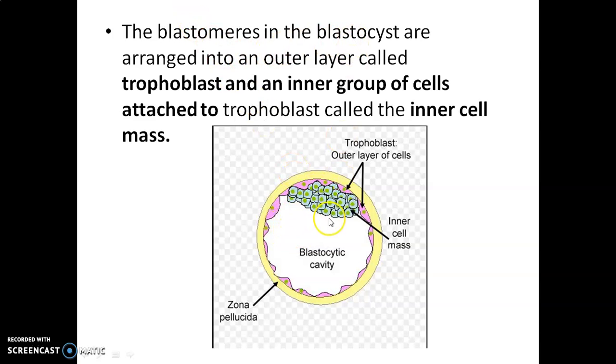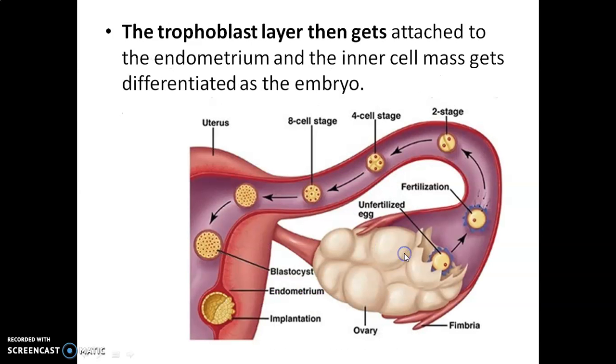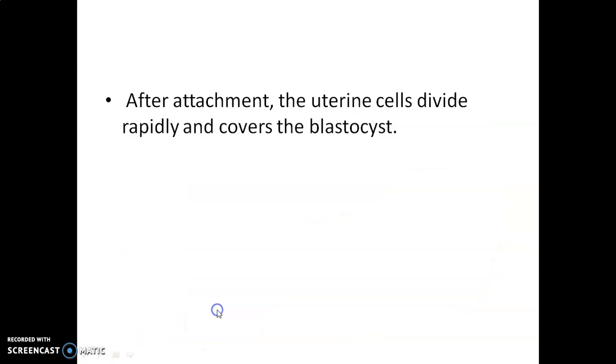The blastomeres in the blastocyst are arranged into an outer layer called the trophoblast and an inner group of cells. You can see the inner mass of cells attached to the trophoblast, called the inner cell mass. The trophoblast layer then gets attached to the endometrium, and the inner cell mass gets differentiated as the embryo. Clear? Here you can see the implanted embryo on the endometrium.